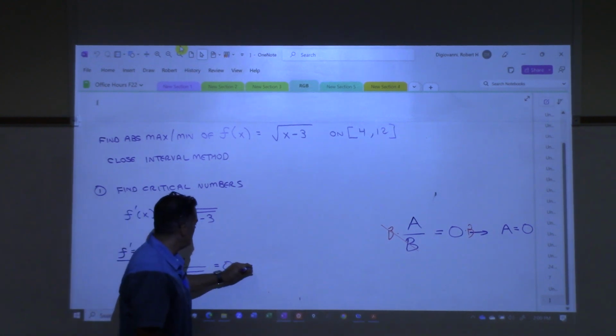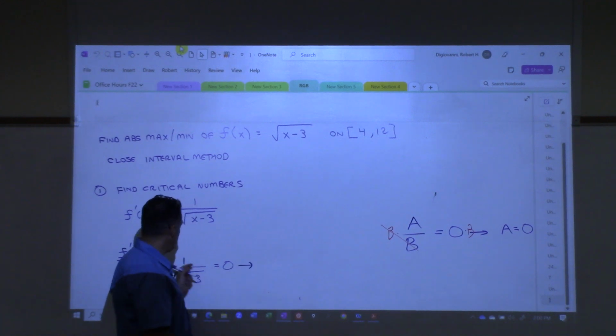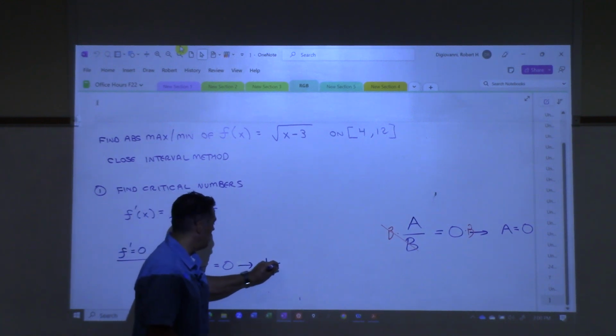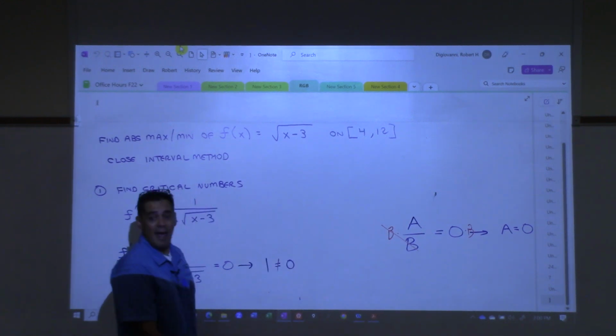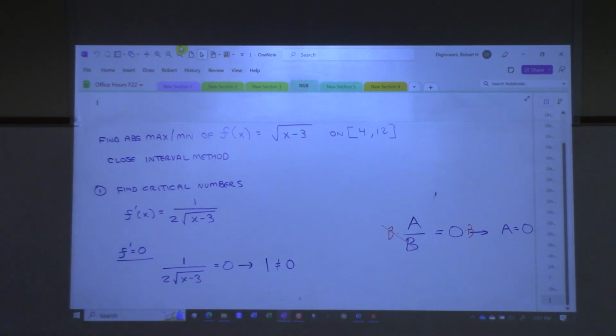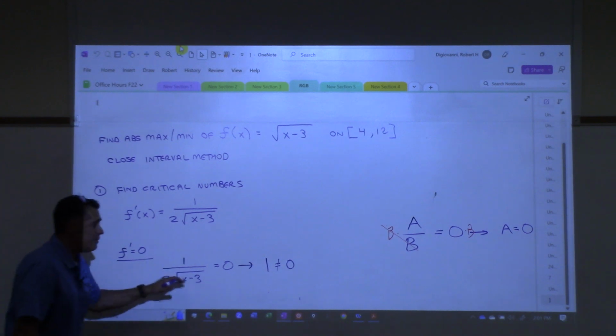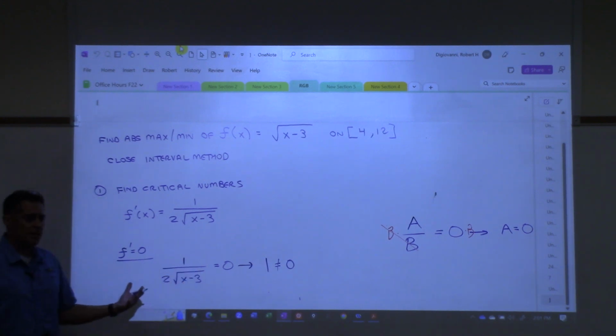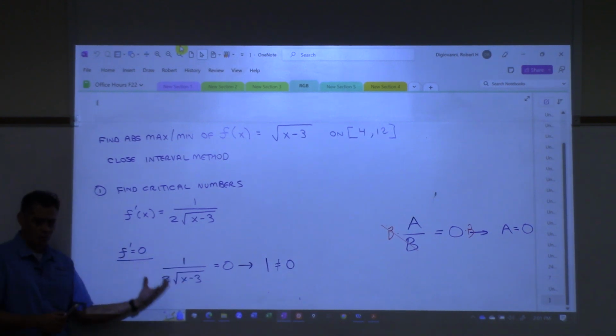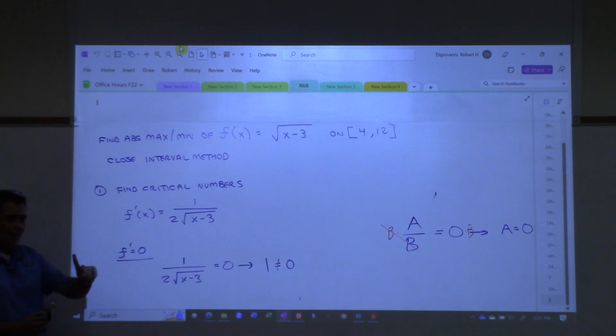So this turns into you asking, when is 1 equal to 0? And that's never going to happen. 1 is never going to be 0, which means that this will never be 0, which means that you do not have a critical number so far. You don't have any critical numbers, so far. We have to check now.